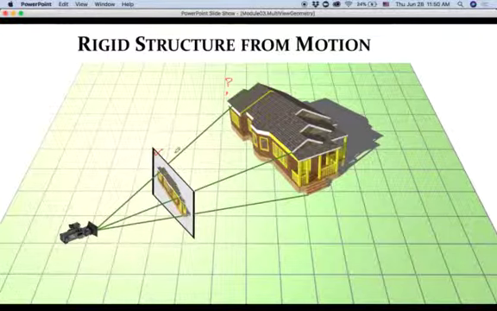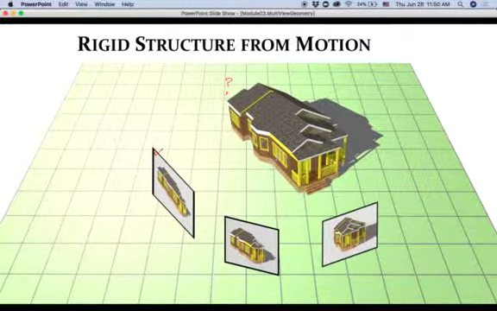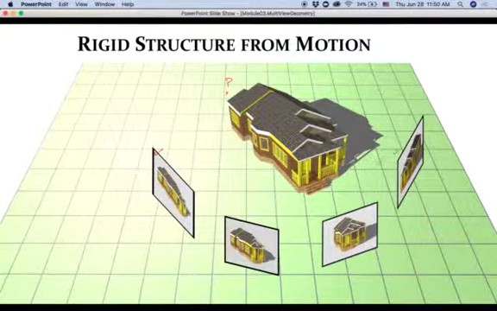plane. Then you have another view of this scene, and the camera has moved, and then you have another view of the scene, and then you have another view of the scene. So that's your input. And from that input, you want to compute what the 3D points are like.